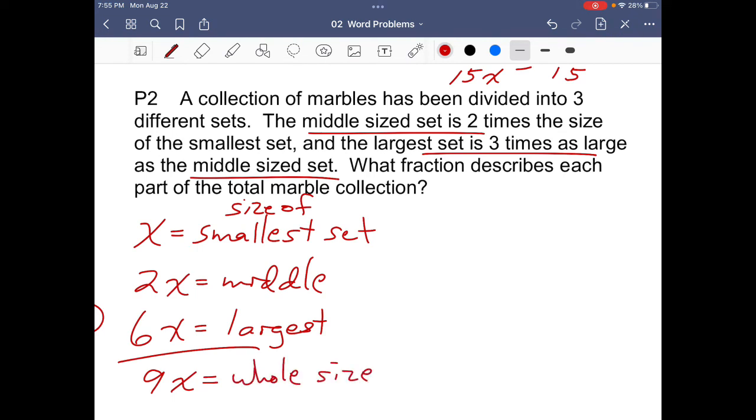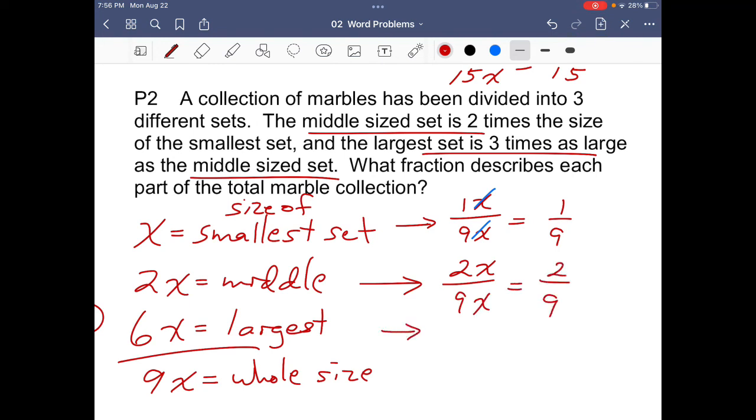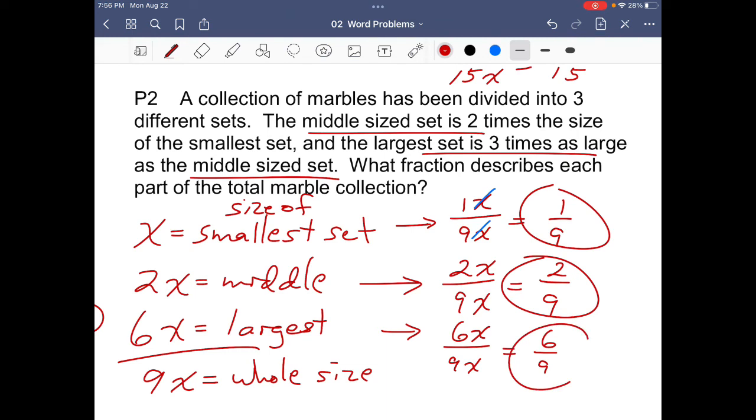So that means that the smallest set is only one of those x's out of 9 x's, or if we cancel those x's, we end up with 1/9. And then for the middle set, the 2 x's out of the 9 x's, that's 2/9. And then my big one is 6/9. Of course, 6/9 can be reduced, but it helps you see how much each set represents. Only 1/9, really only 2/9, and then this one all the way up to 6/9.